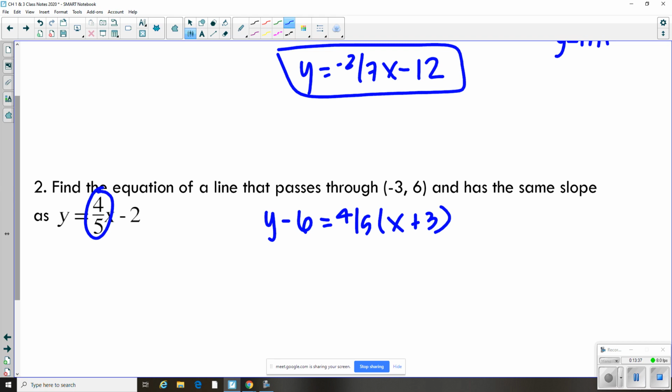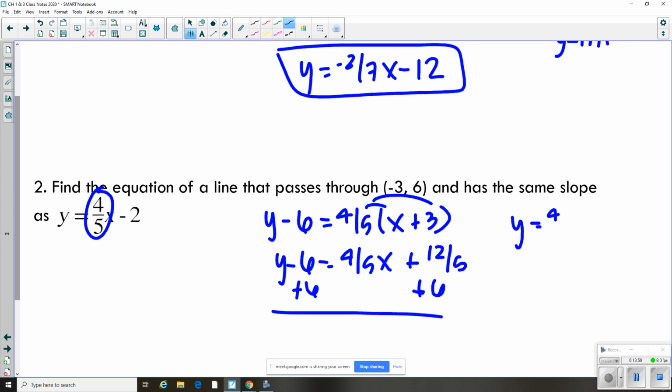Okay, so then let's distribute, right? Y minus 6 equals 4/5 x plus 12/5. Then I'm gonna add 6. Y equals 4/5 x plus 72/5. Did I do that right? Or 8 2/5. Is that what you were thinking, Trina? Okay, or 8 2/5 if you want it. Either one is fine.